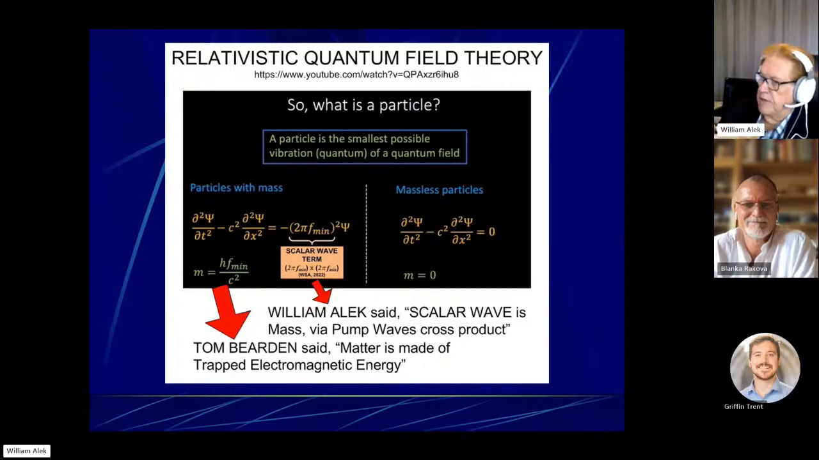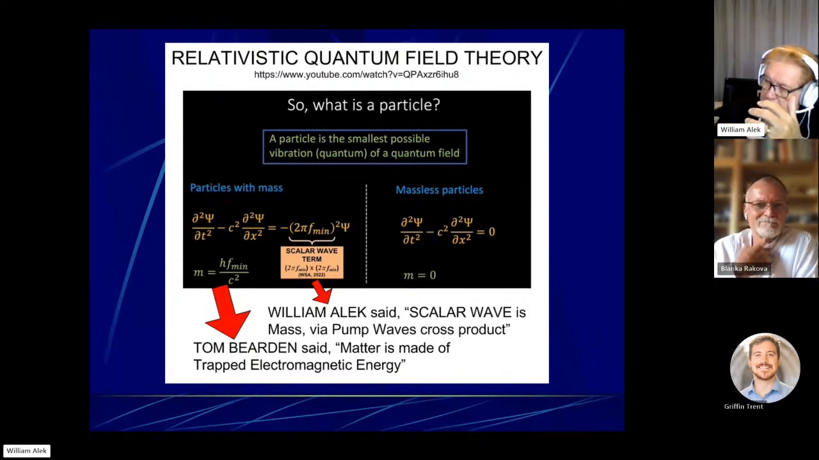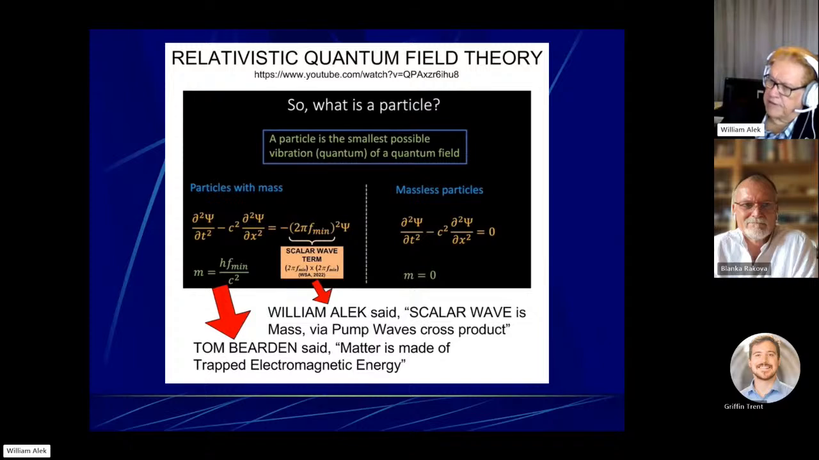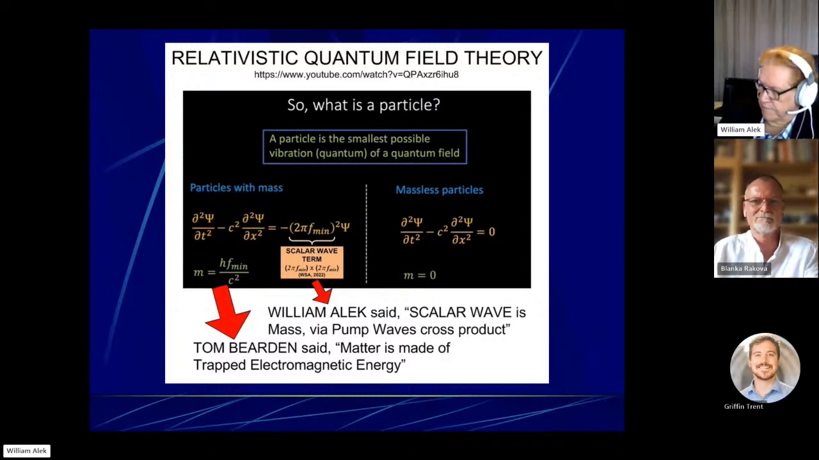You have two types of particles here: particles with mass and particles with no mass. For example, a massless particle might be a photon, there's no mass associated with that. But particles like an electron, real matter, has this output, and I looked at that and said, oh my God, that's a scalar term, that's really producing a scalar wave.